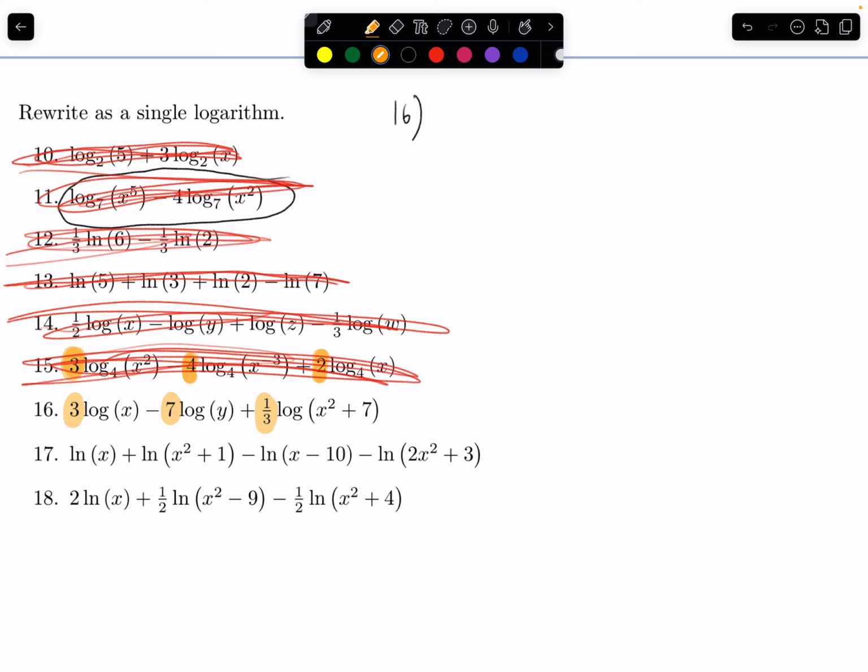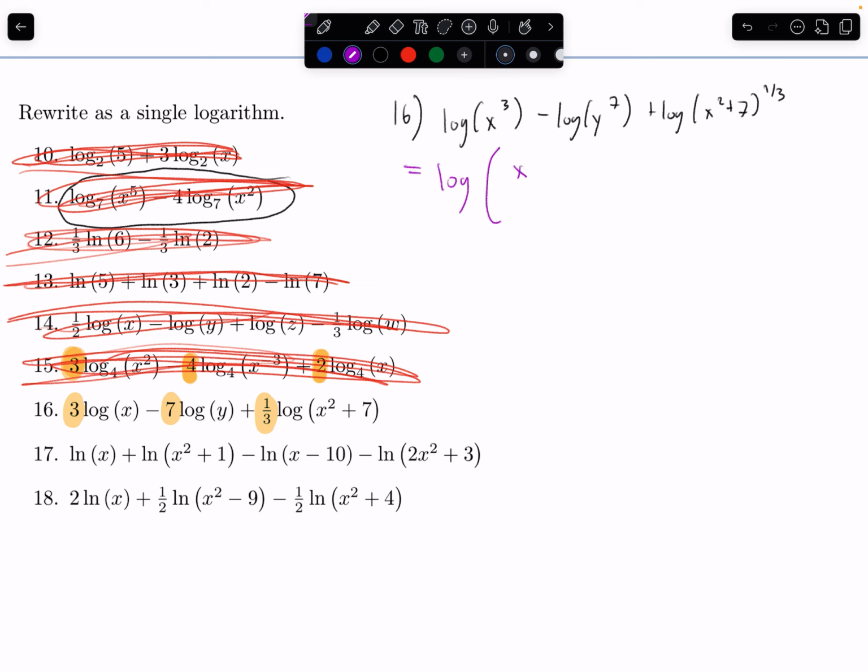Okay, here we go. You're doing the exponents. So this is log x to the third minus log y to the 7th plus log x squared plus 7 to the 1/3 power. Okay, and then now let's take care of the addition and subtraction, changing that to multiplication of a single log. So this is log of x cubed times x squared plus 7 to the 1/3. And the bottom is the y to the 7th.